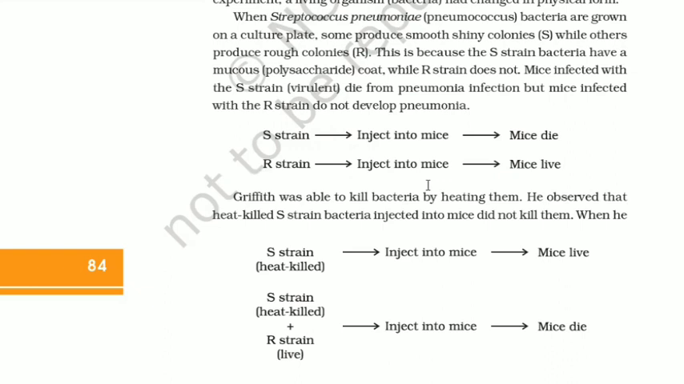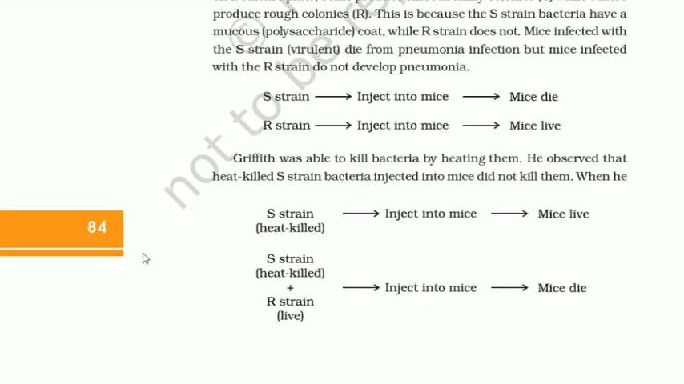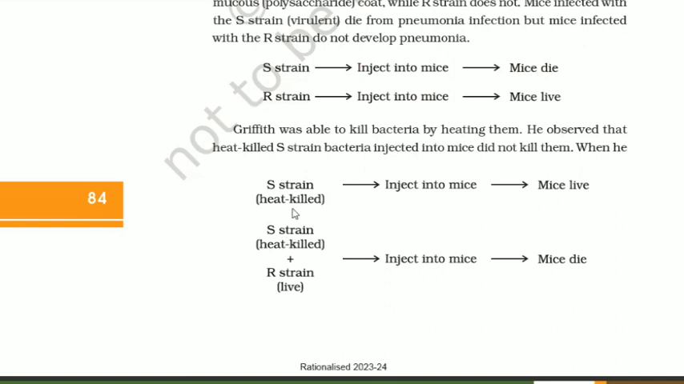Mice infected with the S strain, that is virulent, die from pneumonia infection, but mice infected with the R strain do not develop pneumonia. So S strain injected into the mice die. R strain, when injected into mice, live. Griffith was able to kill bacteria by heating them. He observed that heat-killed S strain bacteria injected into the mice did not kill them. When he heat-killed the S strain and injected it into mice, they lived. S strain heat-killed plus R strain, which were live, injected into the mice, they die.